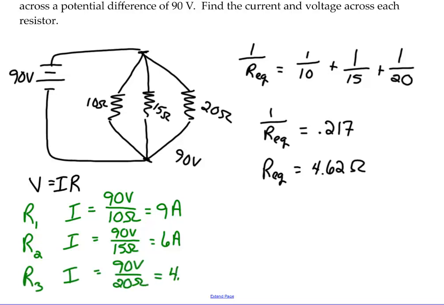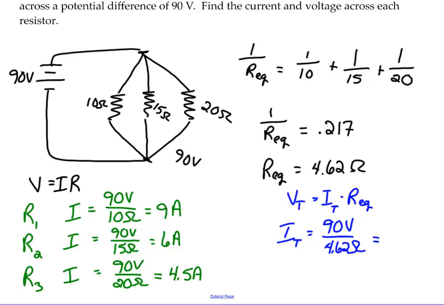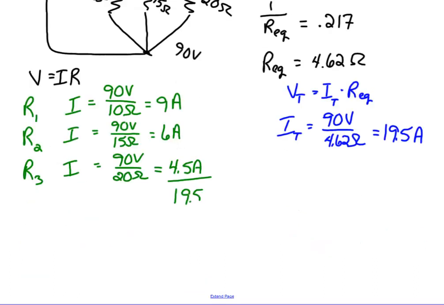I get 4.5 amps. Now if I wanted to find the total current in my circuit, my total voltage is equal to my total current times my equivalent resistance. So my total current is going to be 90 volts divided by 4.62 ohms. So I end up with 19.5 amps. Now if I go back and look at the current from each of my branches, they should sum to my total current. And if I sum them, I get 19.5 amps, which is the same as my total current using equivalent resistance and total voltage.